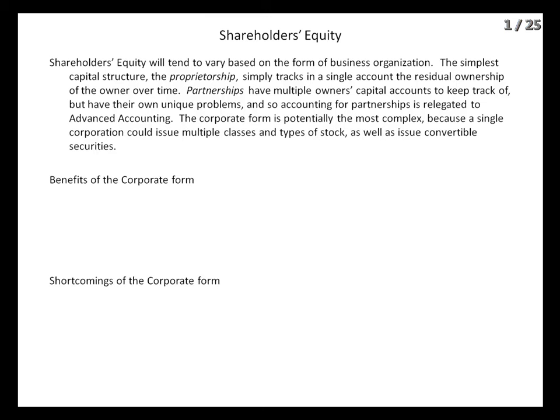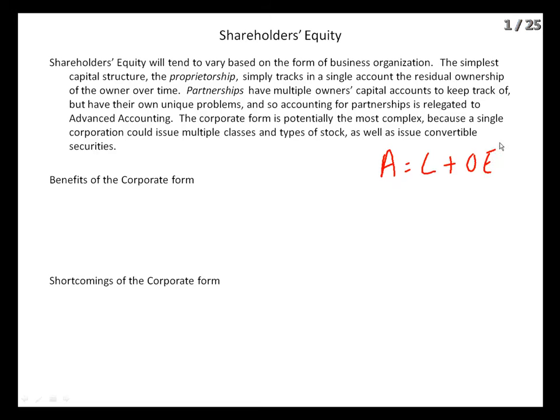Chapter 8, Owner's Equity. So we've gotten through the entire balance sheet so far, with the exception of the equity section. The equity section has the potential to be very complex, or not complex at all, depending upon the type of business organization we've got. Of course, we've got our fundamental accounting equation, assets equals liabilities plus owner's equity.